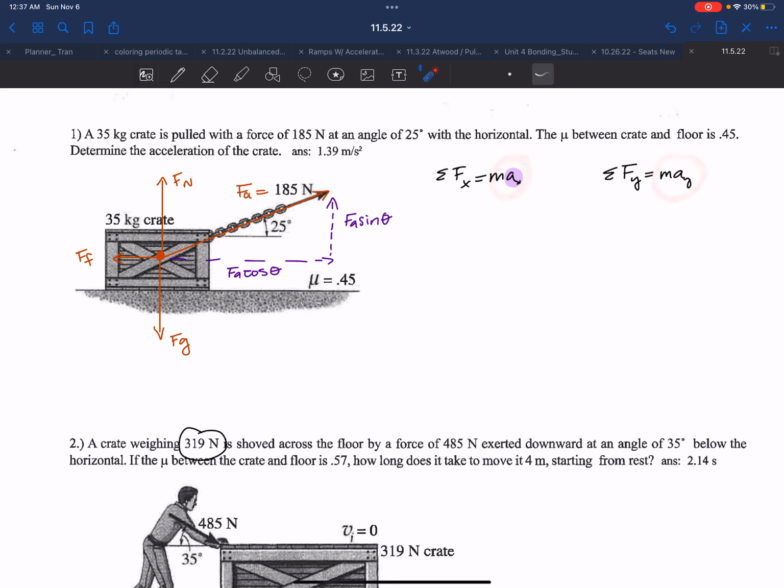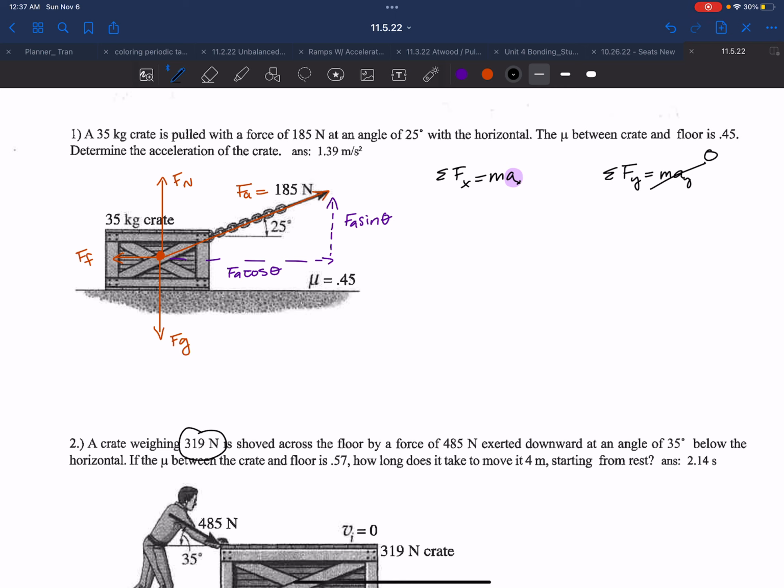I know it's not going to be in the y direction. This is the reason why. So this crate is moved in the x direction. It is not moved up and down. So since it is not moved up and down, then I can safely assume that acceleration is going to be equal to 0, which results in the sum of forces in the y direction equal to 0.